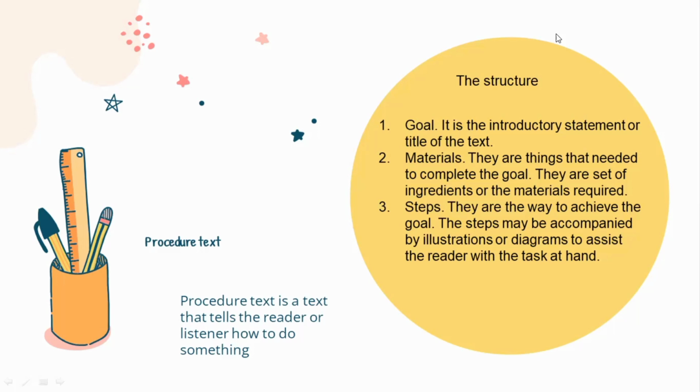Fourth, using conditional connectives. Example, if you mix the ingredients carefully, there won't be any lumps. Fifth, using modality. For example, you must stir it until it's mixed. That's about genre analysis in procedure text.